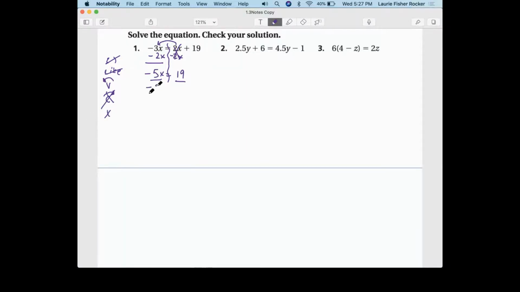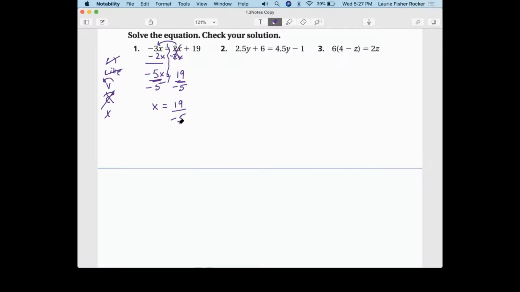So I divide by negative 5, divide by negative 5. Now in division, we don't change that sign. The reason why positive 2 becomes negative 2 is because add and subtract are opposites. But divide and multiply are opposites, so it doesn't change that sign. All right, x equals 19 over negative 5.